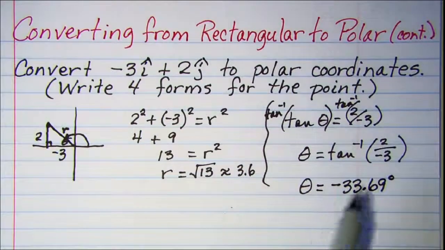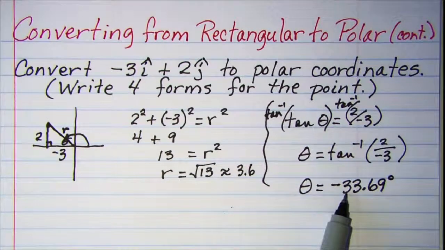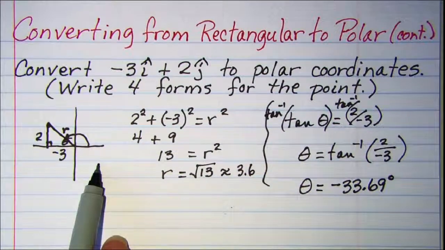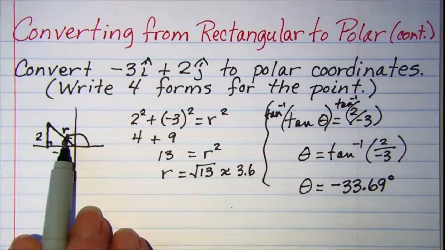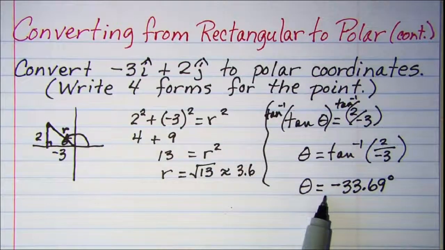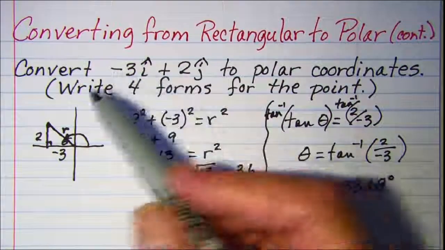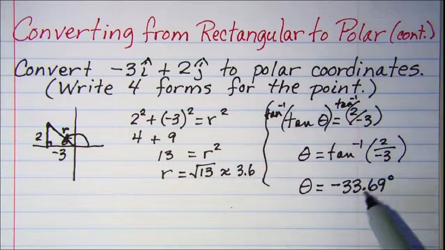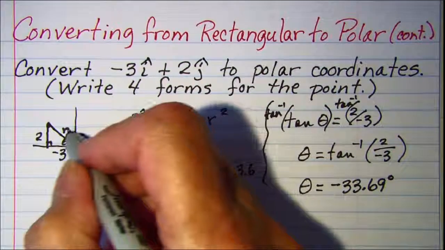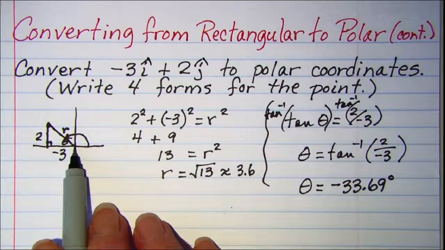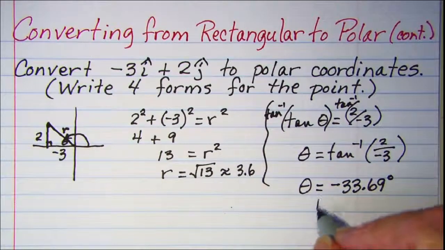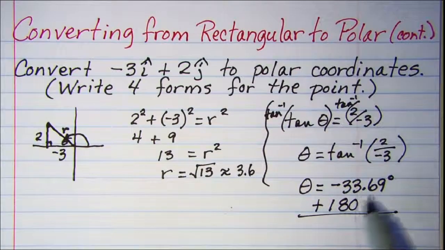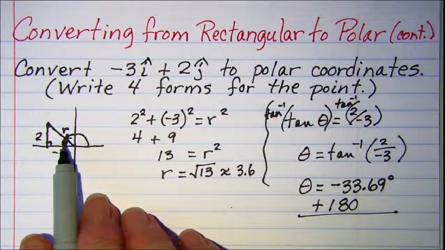Now the thing to notice is that negative 33.69 is in quadrant 4. The theta that we're wanting is in quadrant 2. And the reason for this is the calculator will only give values for the angle in quadrants 1 and 4. So what we have to do is add 180 degrees to put it up into quadrant 2. So we add 180. Always make sure that your theta is where you want it to be.